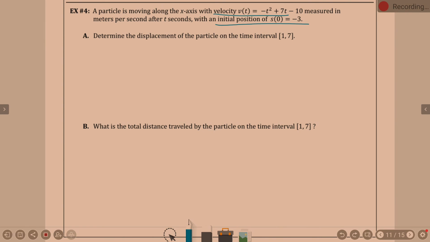How do we do displacement? Displacement is an integral, yes. And displacement is just change in position from the beginning to the end, right? So this is just the integral from 1 to 7 of velocity. So the integral from 1 to 7 of negative t squared plus 7t minus 10. It's just displacement, just on the interval from 1 to 7. So the initial condition isn't going to mean anything.